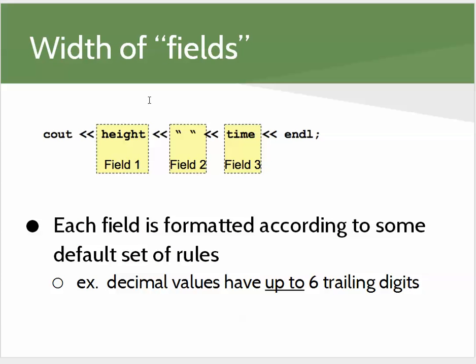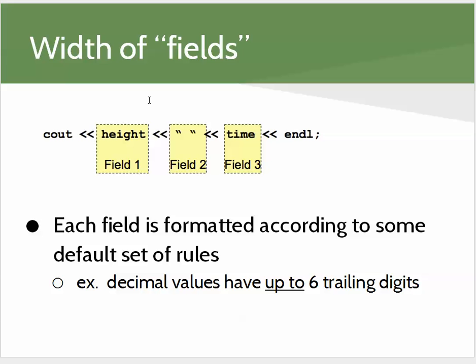Let's say we're going to print out height separated by a space, separated by time. I believe in one of the modules before this we had a program that would print out the height of an object that's going to fall and how much time it might take to fall. So let's assume those are two variables with double precision, so they're doubles, and we've got a space.